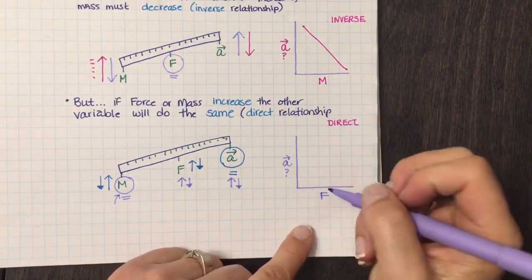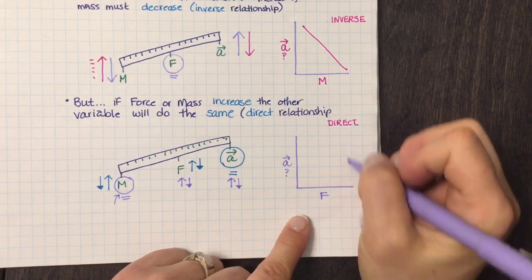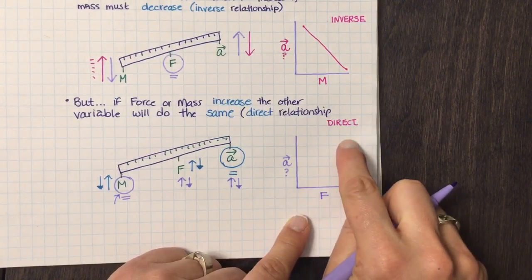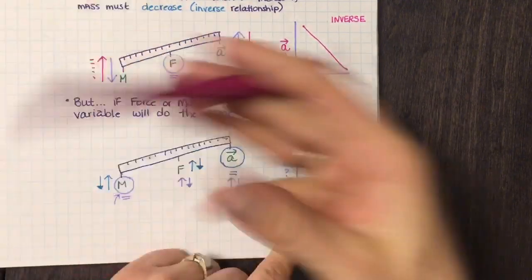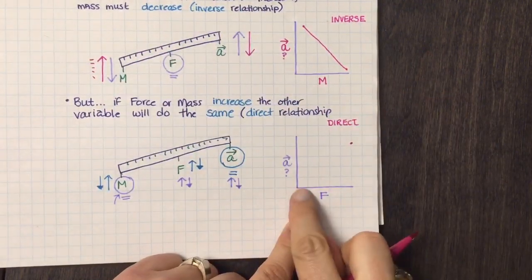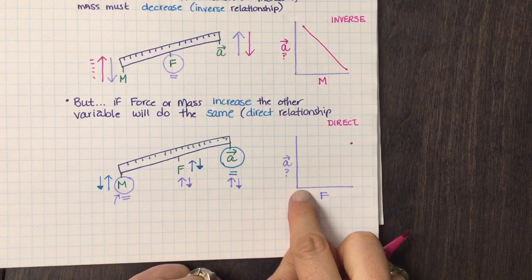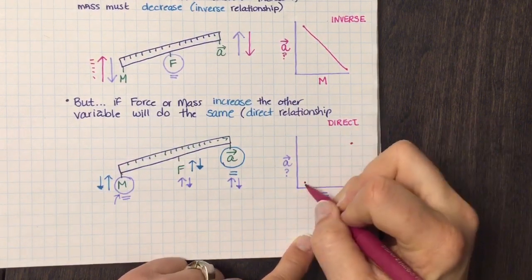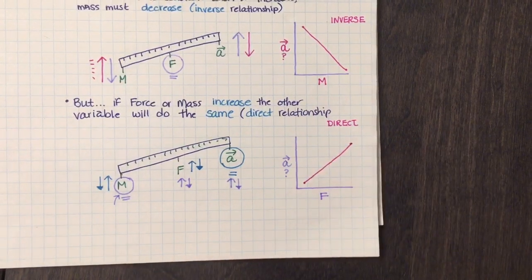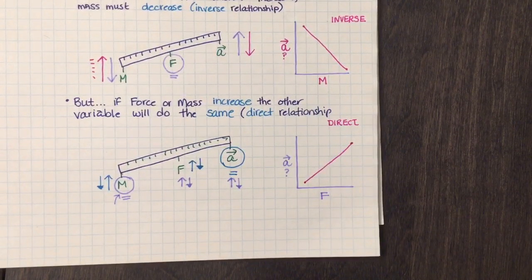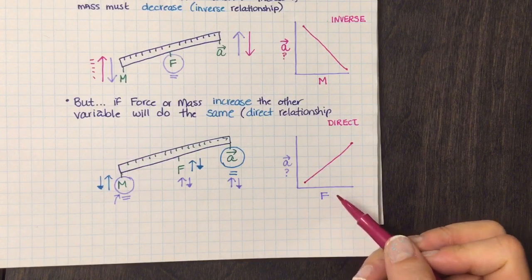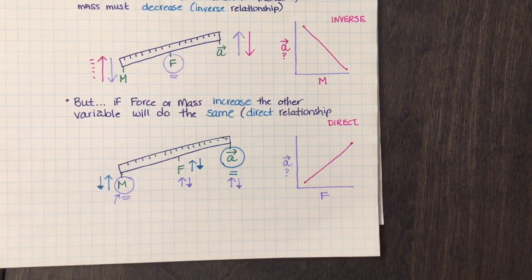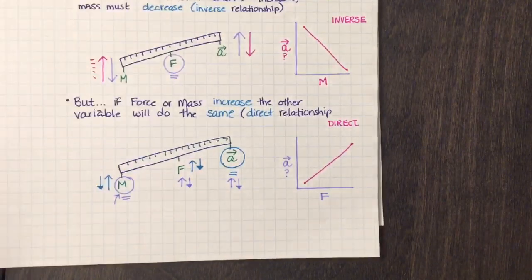So if force increases, so if we have a lot of force, that means we also have a lot of acceleration. If we have a small amount of force, we're not pushing very hard, we're also not going to be moving very far or very fast. So all direct relationships for Newton's second law look like this. Let's give this a try with some actual examples so you're not like, what? And see if you get what's going on.